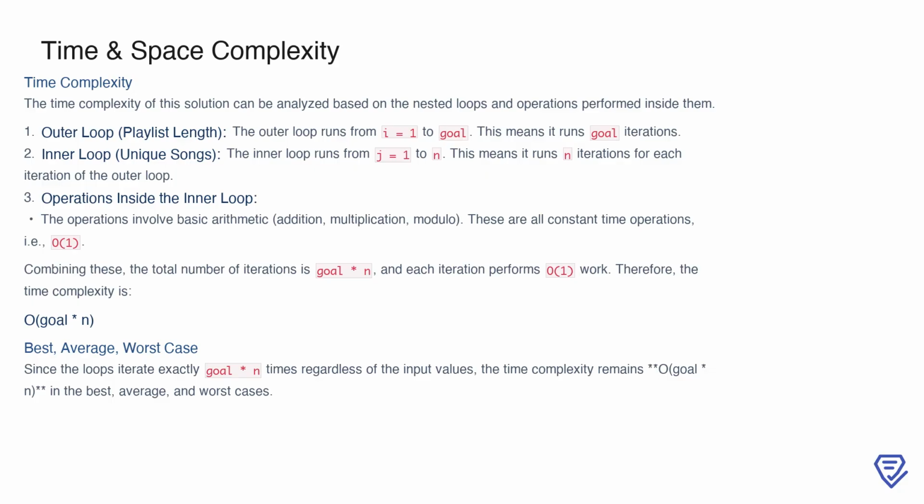When we combine these factors, the total number of iterations becomes goal times n, and since each iteration involves constant time work, the overall time complexity of the solution is O(goal * n). Importantly, this holds true in the best, average, and worst cases, as the number of iterations does not depend on the specific input values but solely on goal and n.